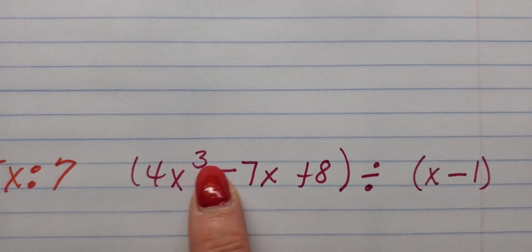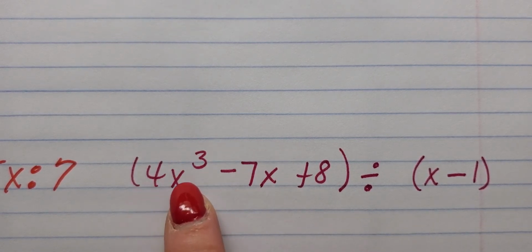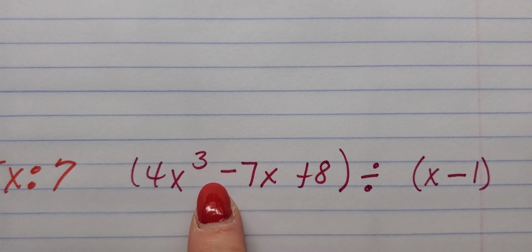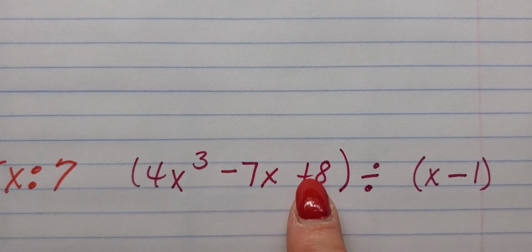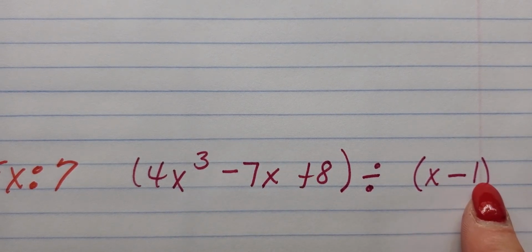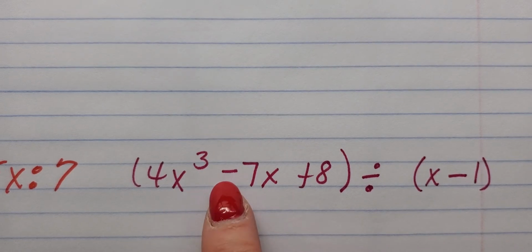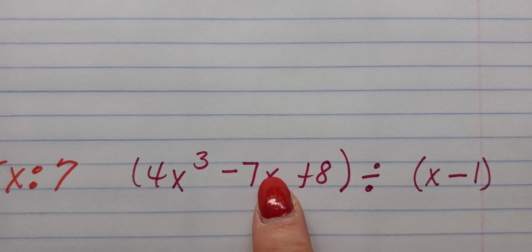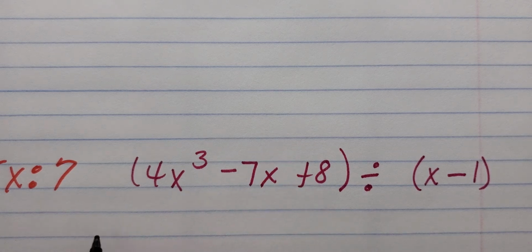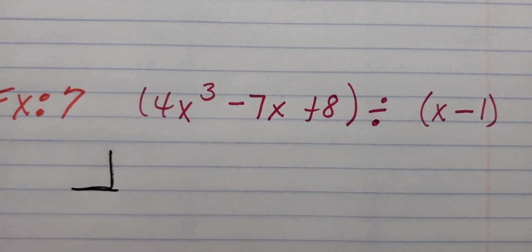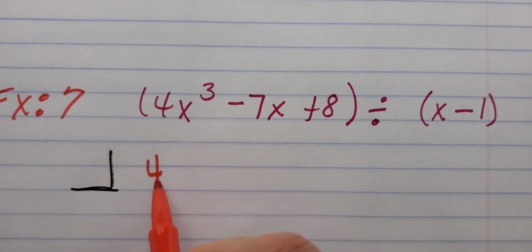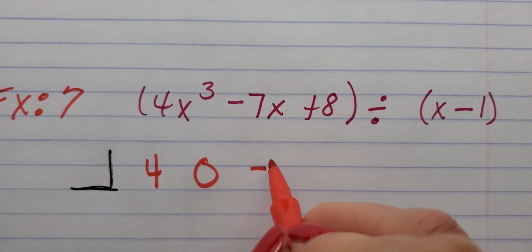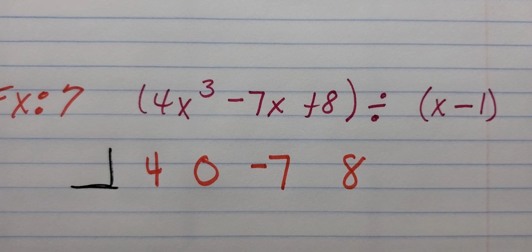I'm going to notice that it starts out 4x to the third, but I'm missing x squared. Then it goes x plus 8, and I'm dividing by x minus 1. So that means I need a placeholder. I have to put something in between my 4 and my negative 7, and that's that 0. So let's start our little division. We put our division sign, I put 4, then 0 as my placeholder, negative 7 and 8.